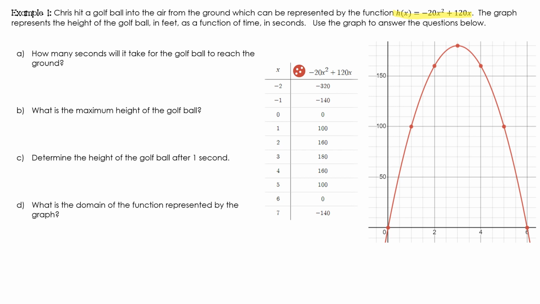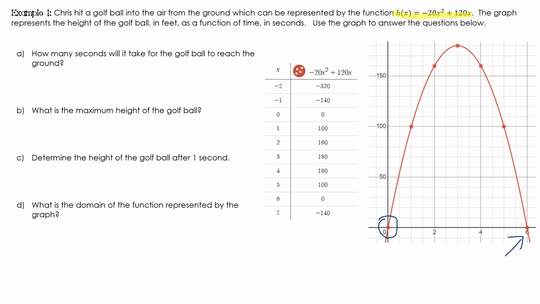So Chris hit a golf ball into the air from the ground, which can be represented by this function. The graph represents the height of the golf ball in feet as a function of time in seconds. Use the graph to answer the questions below. All right, so this is where we're starting. The ball is going into the air, it's coming back down, and then this is where it hits the ground again. For question A, how many seconds will it take the ball to reach the ground?